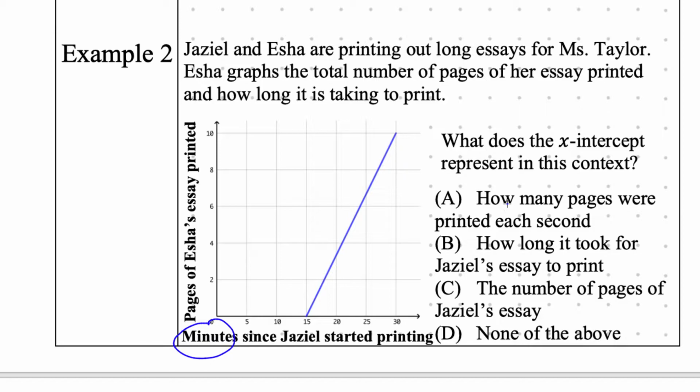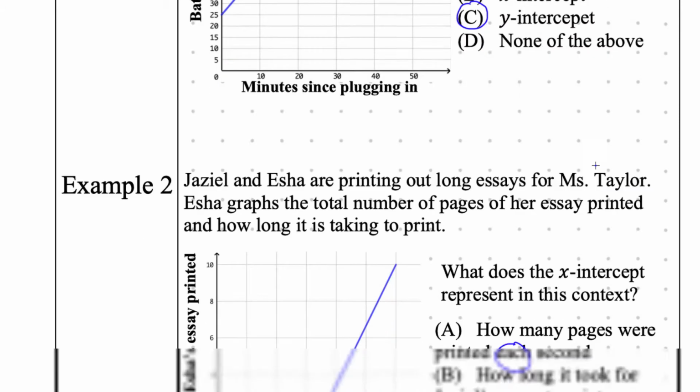So how many pages were printed each second? Ooh, I see the word each. Is that one of the things I have up here? Ooh, each. This is a slope.